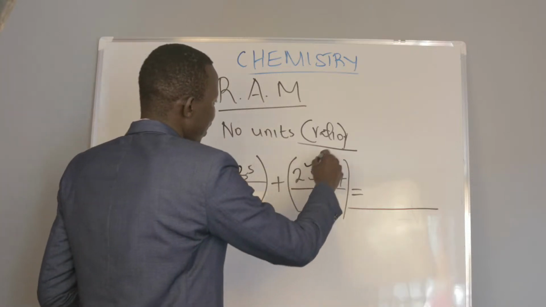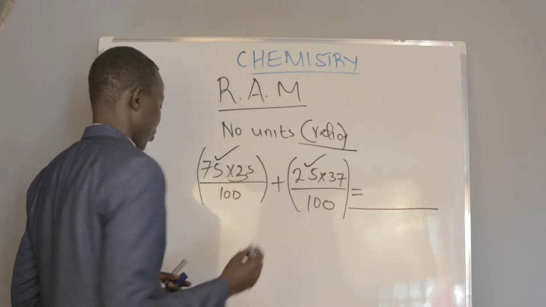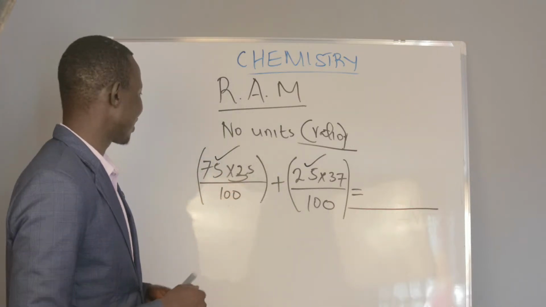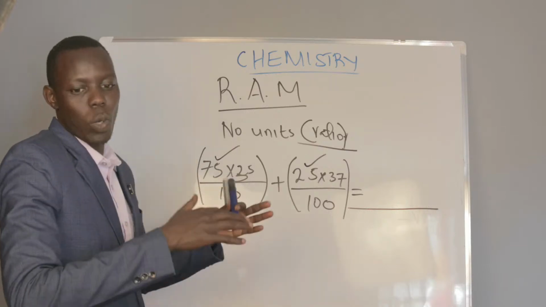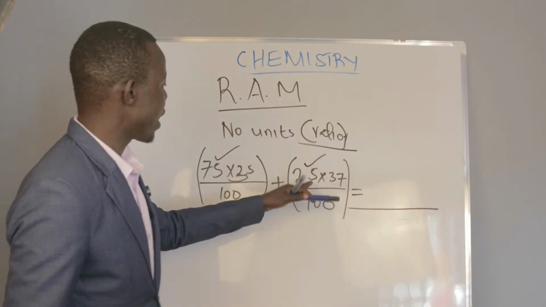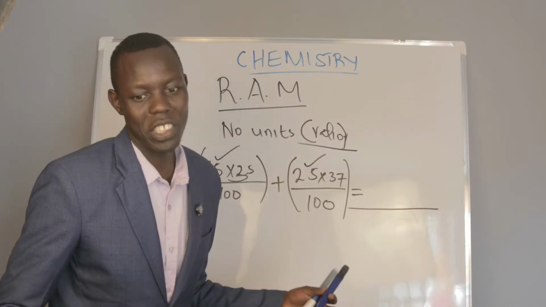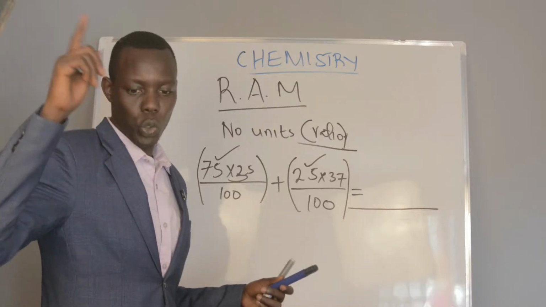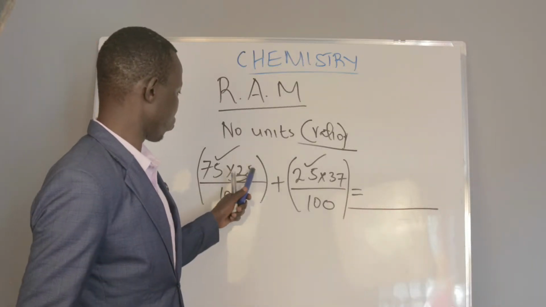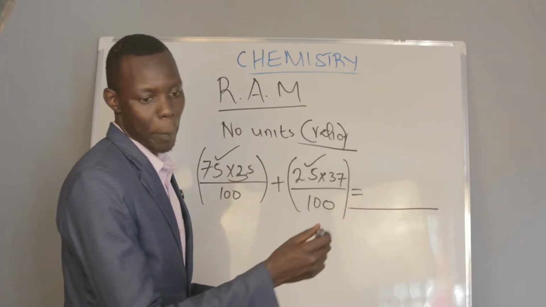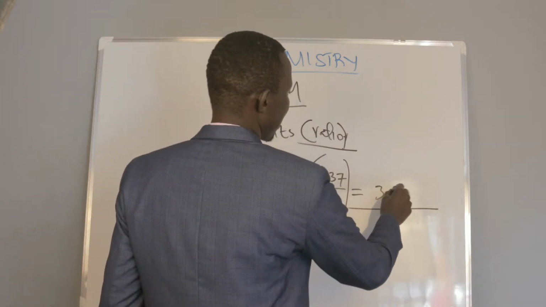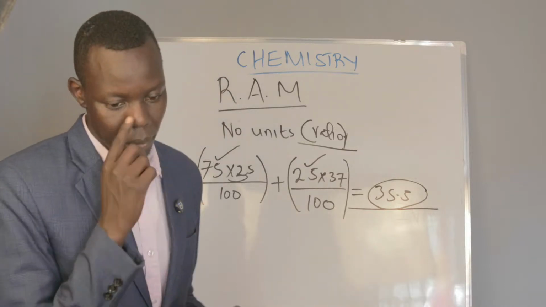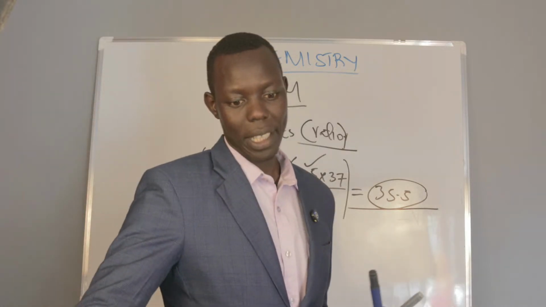Here we have 25% and we have 75%. Which is the most abundant? 75, since it has taken 75%. How many percent has the other one taken? 25, so it's not the most abundant. After you calculate your answer, it should be very close to 35. Some people have got 35.5. I'm not calculating, I haven't even walked with a calculator.